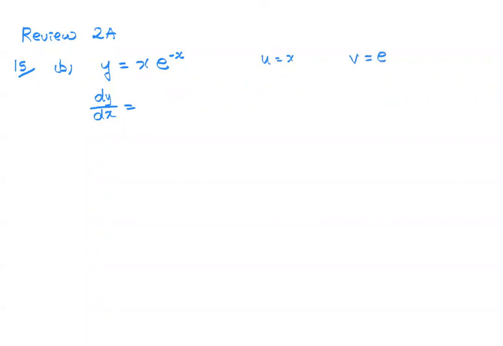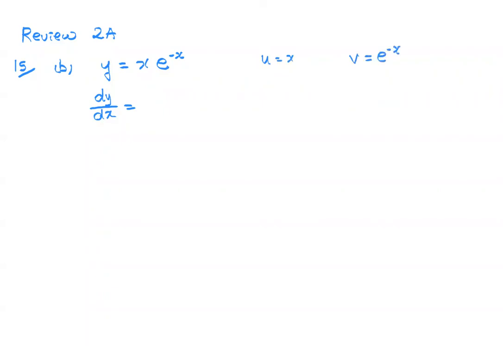Go to review 2A. Review 2A, question 15, part B. y equal to x e to the power negative x. Okay, so you are supposed to use product rule. So dy dx, you use product rule. Your u is equal to x, v is e to the power negative x.